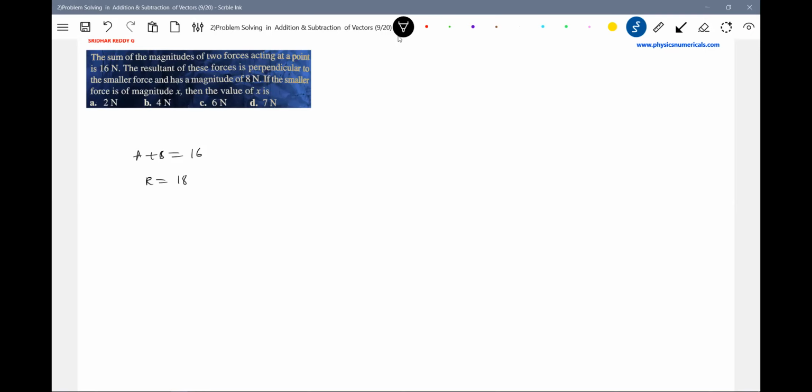One is smaller. Okay, the resultant of this smaller. The resultant is perpendicular. So definitely you have to first bring the resultant. It'll be easy for you to bring the other vector. The other vector, where should it be now? So the other vector has to be here.